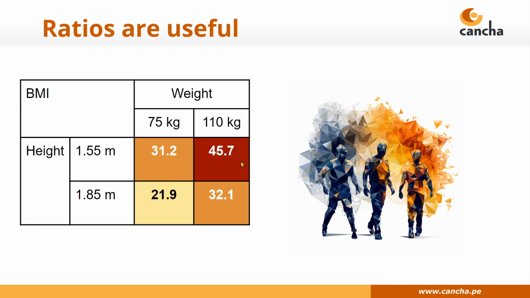So by looking at the height alone, you can't really tell where you're at. And if you look at the weight alone, you can't really see where you're at. But you look at the ratio between them, create a new data that compares the two, and you've got a very clear number that can tell you where you're at.